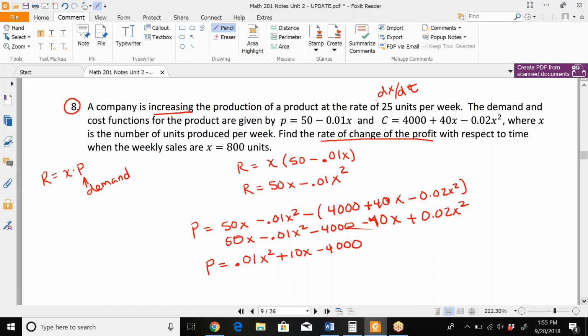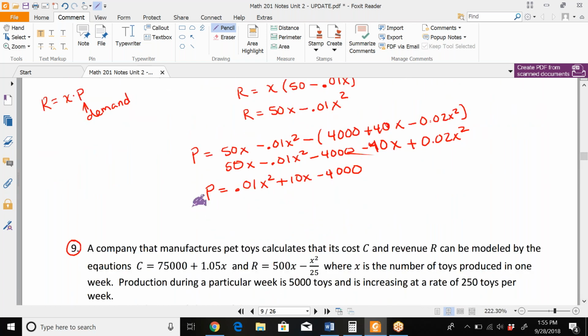So if we want to find the rate of change of profit over time, we need to take d dt of everything. So that means the derivative of p is 1, but you have to tag on the chain rule of dp dt. The derivative of this would be 0.02x, and then we have to tag on our dx dt. And then derivative of 10x is 10, but because it's, again, not a t, we have to tack on the dx dt. 4,000's derivative is 0.